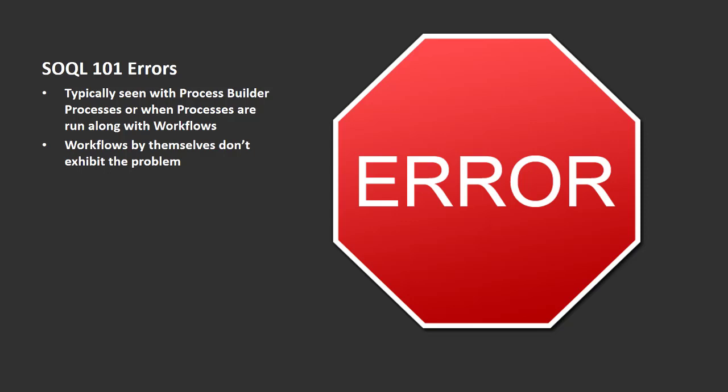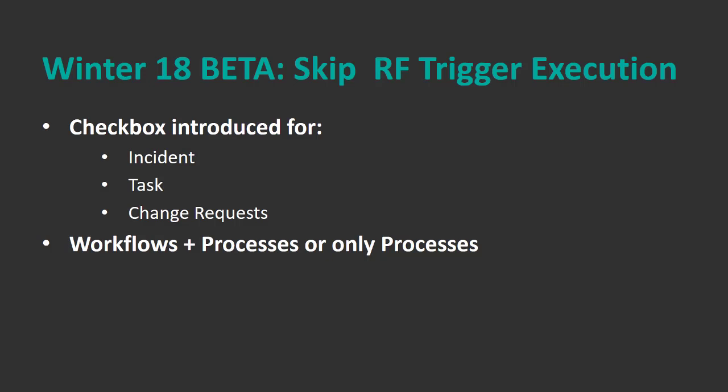We've worked really hard to reduce the number of calls our triggers make, but we wanted to see if we could do better and give you the option of bypassing our triggers altogether. In Winter 18, we are introducing a new object field called Skip RF Trigger Execution. This is a custom field of data type checkbox. This feature, which will be in beta for Winter 18, can be applied to incident, task, or change requests.